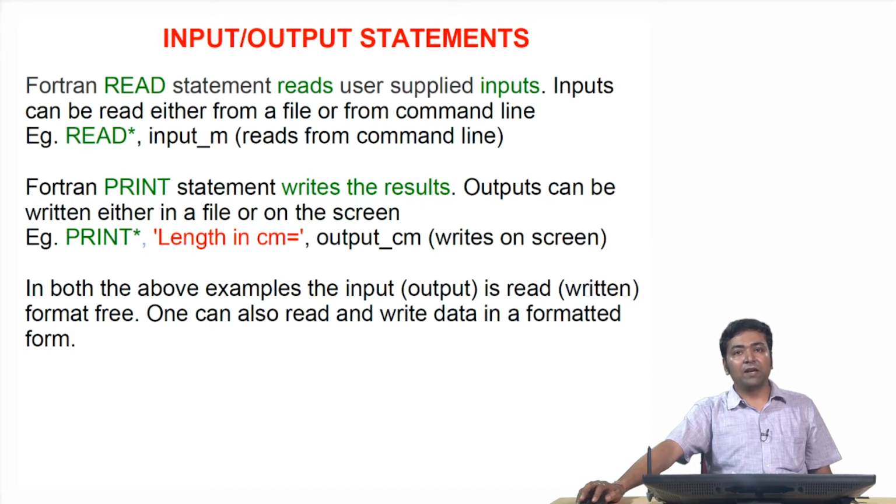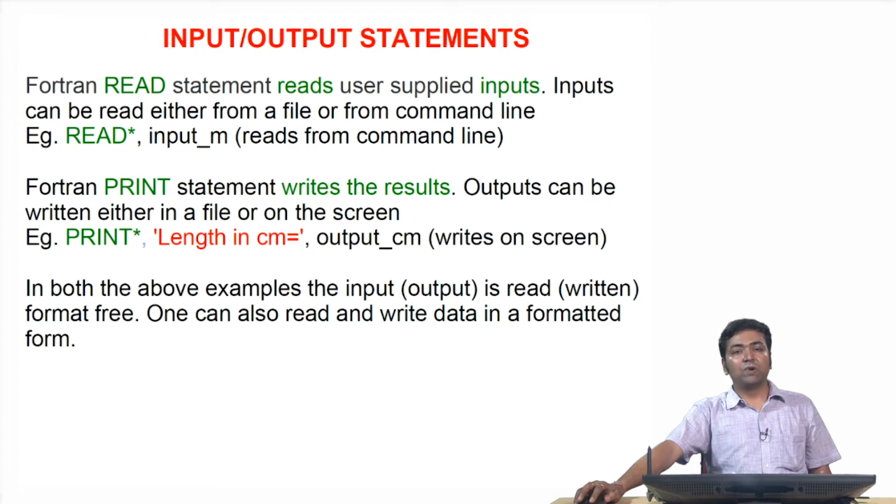Similarly, it also allows us to write something or write the output of a program on the screen. A Fortran keyword for that is print. So, here is an example of how to read. If I have this line in my program, read star comma input underscore m, what it will do is, once the user types the number on the screen and presses enter, the code will read the number and store it in this variable input underscore m.